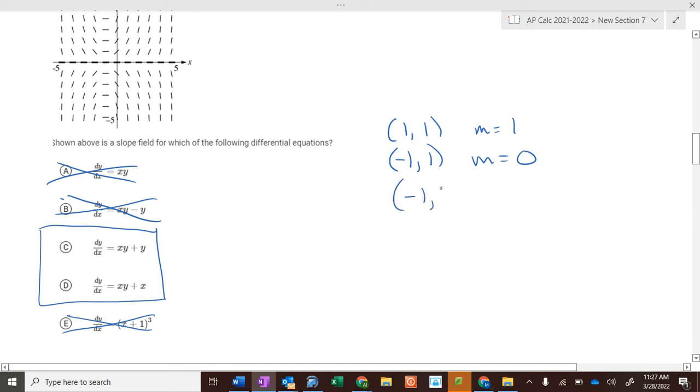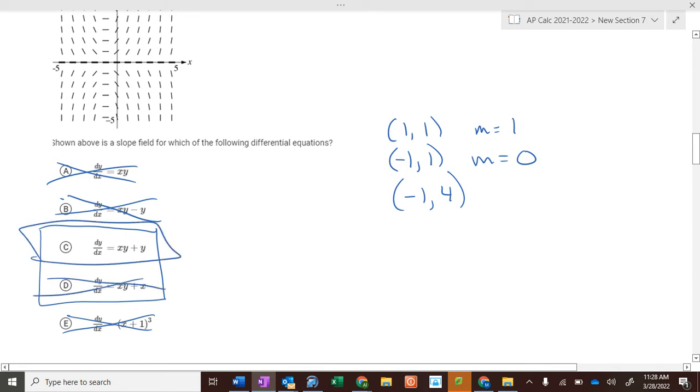So now we have to go to one like negative 1, 4, because that should be 0. If you put negative 1 and 1 in the D problem, don't you get negative 2? You don't get 0, do you? Negative 1 times 1 is negative 1 plus 1 is 0. No, it's plus a negative 1. It's negative 2. Oh, I screwed that one up, didn't I?